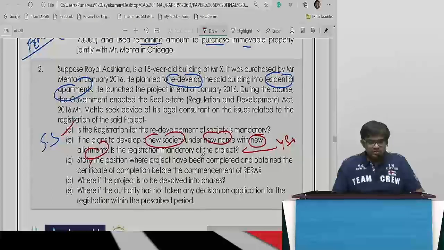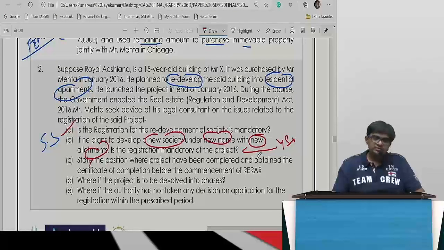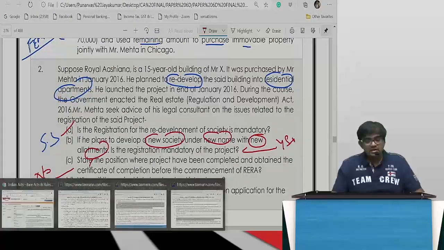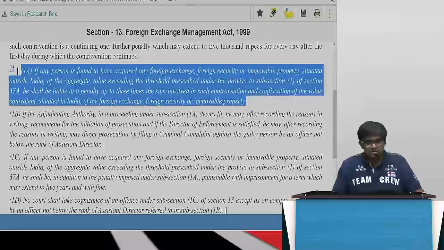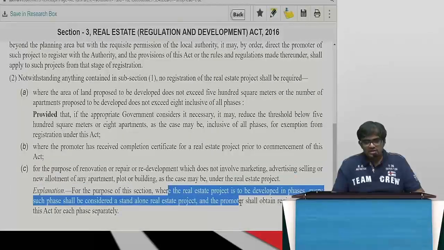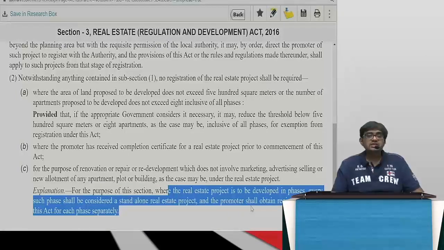State the position where the project has been completed and obtain the certificate of completion before the commencement of RERA. So as we have already seen, once a completion certificate has been issued, there is no need for RERA registration. If it is developed into phases, for every phase separate RERA registration is needed. That is given in the Act itself in section 3: where real estate is developed into phases, every such phase shall be considered a standalone project.